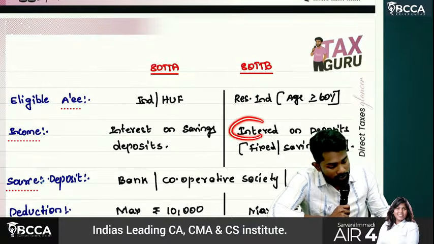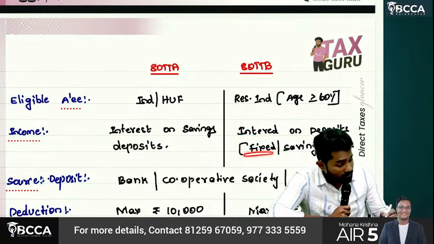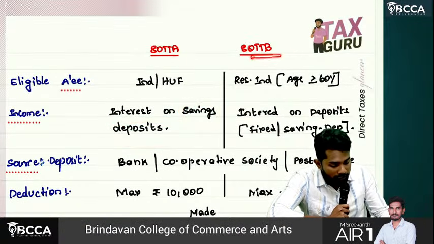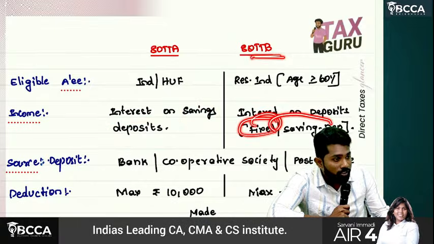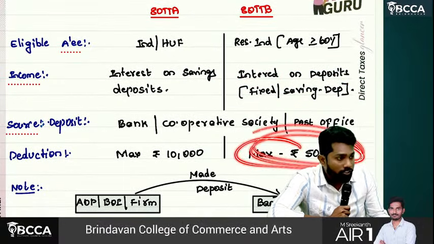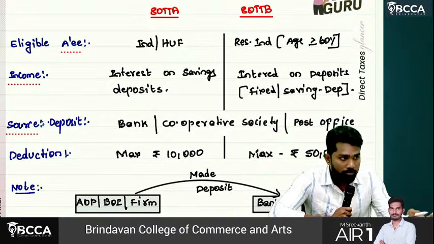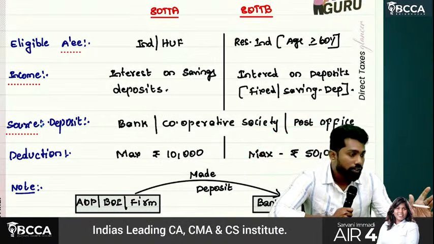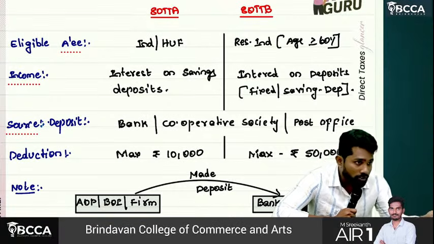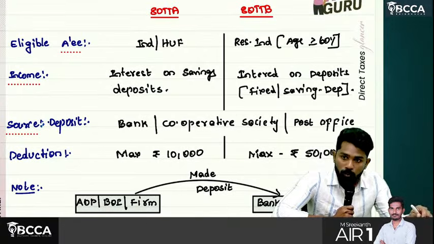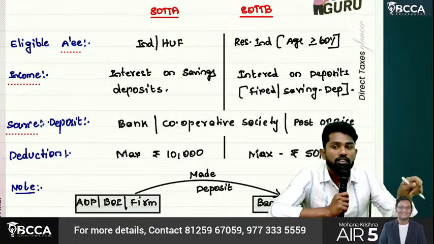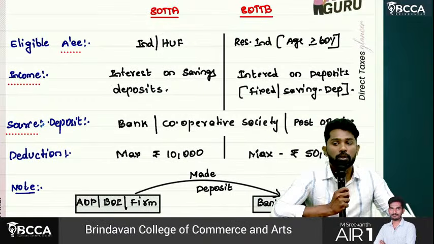Interest on deposits, understand here. 80TTA covers only savings deposits, but 80TTB covers savings as well as fixed deposits. How much interest is eligible for deduction, sir? 50,000. So if you are a senior citizen and resident, you can claim deduction under 80TTB with respect to interest on savings bank account as well as FD interest, up to 50,000. If you are not a senior citizen, then only interest on savings bank account is eligible for deduction, up to an amount of 10,000.